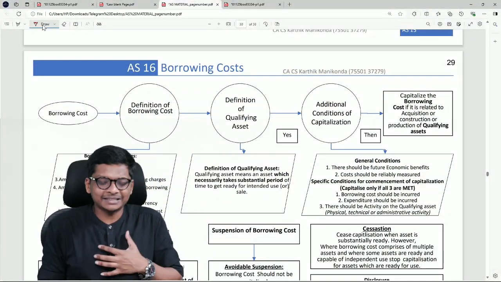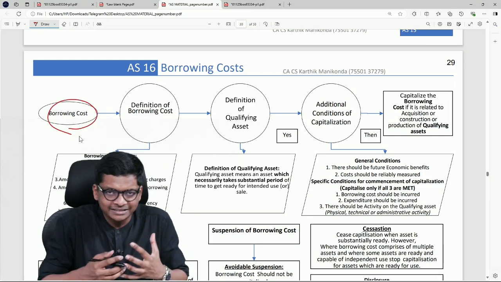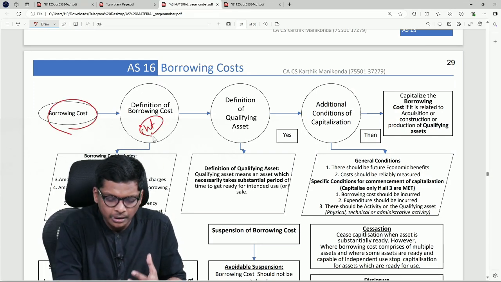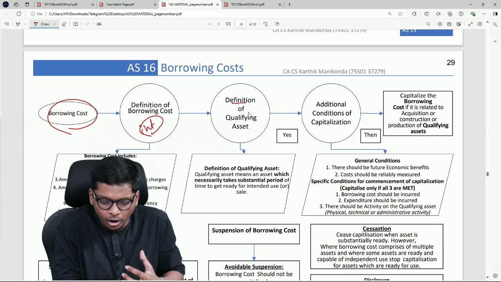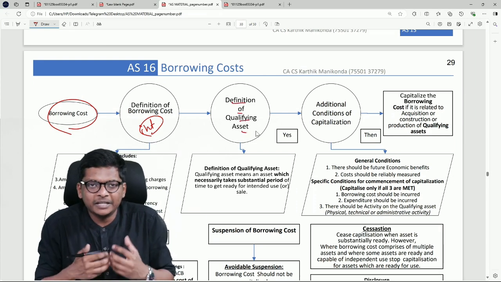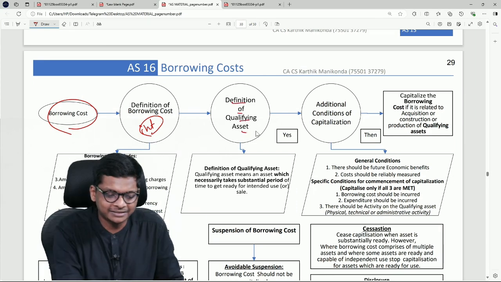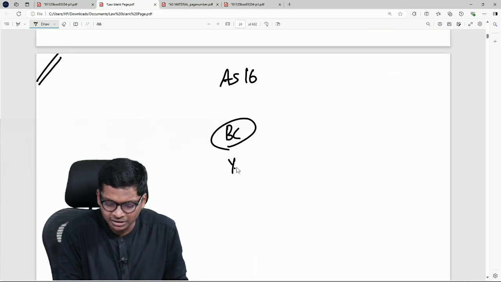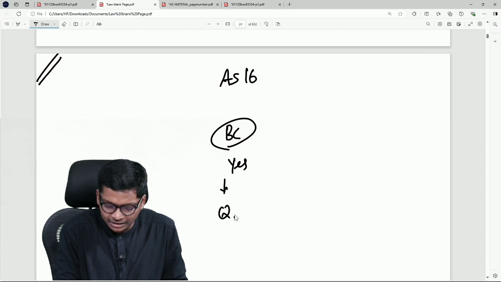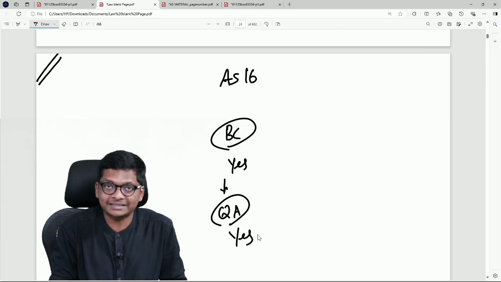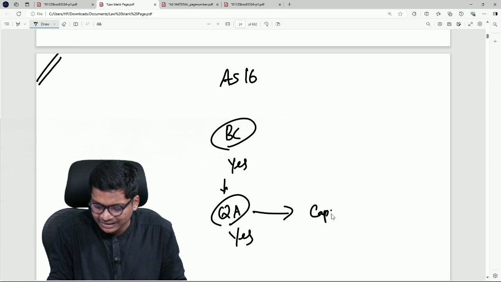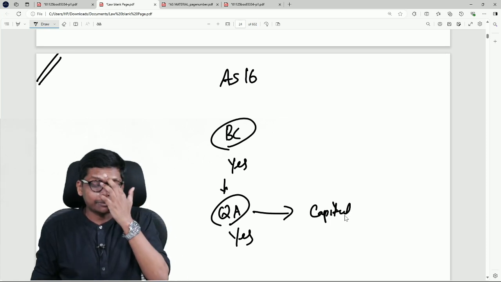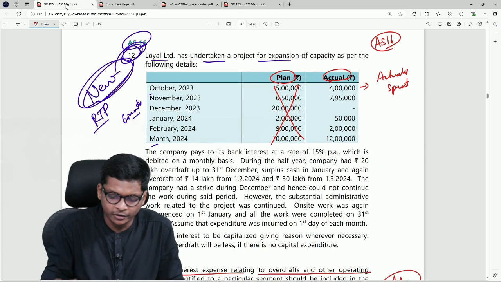What is AS 16 saying? Borrowing cost is like interest. Borrowing cost incurred on a qualifying asset will be capitalized, as simple as that. So what's the standard saying? Have you incurred borrowing cost? Yes. Have you incurred this on a qualifying asset? Yes. Then you will go ahead and capitalize if it meets some conditions that are given over there.